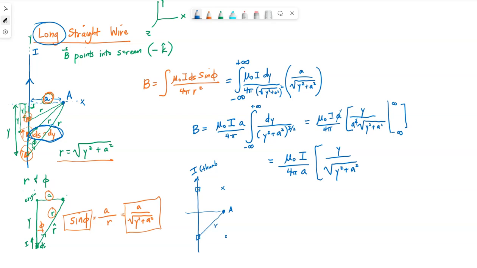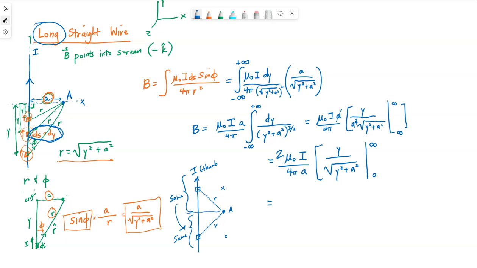Meaning, if these pieces are the same distance away from point A, they contribute in the same way to the magnetic field. So what I'm going to do is change my limits to be 0 to infinity and multiply by 2. Everything above the origin is going to give me the same as below. So instead of having my limits go from negative infinity to positive infinity, I'm going to multiply by 2 because they're both doing the same thing, and go from 0 to infinity.